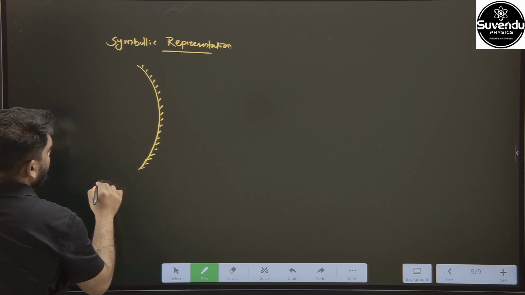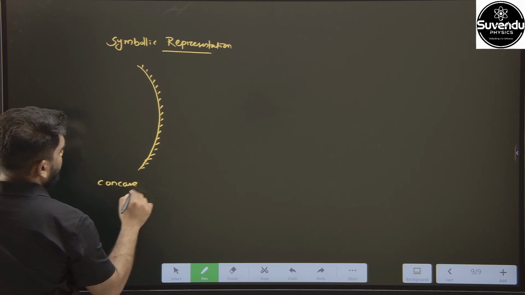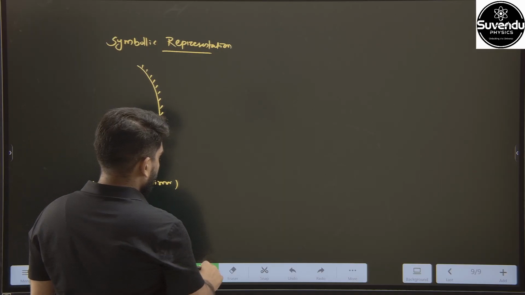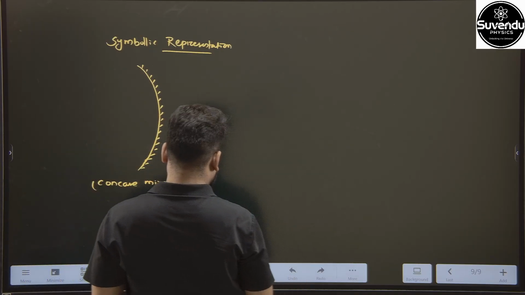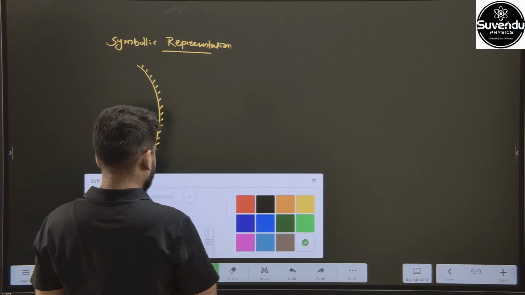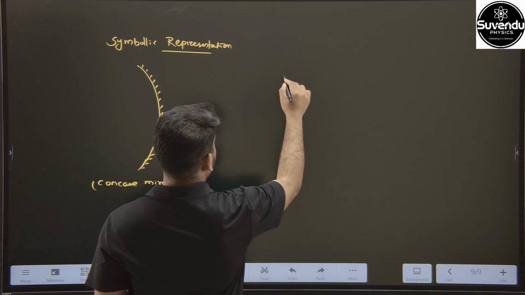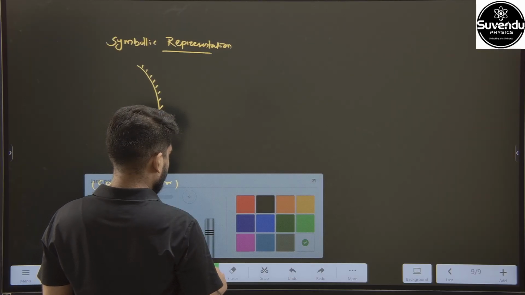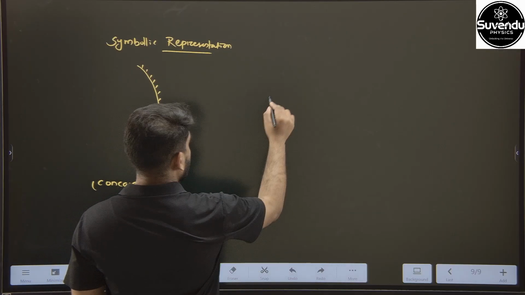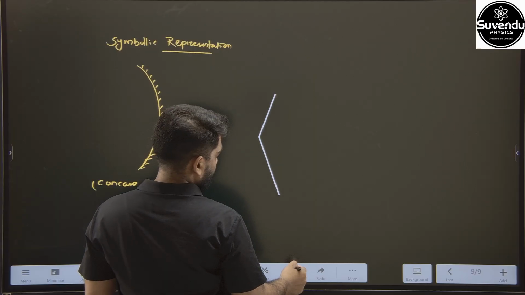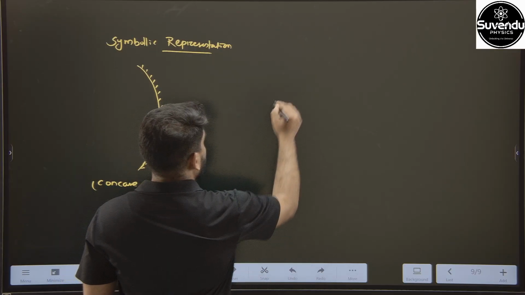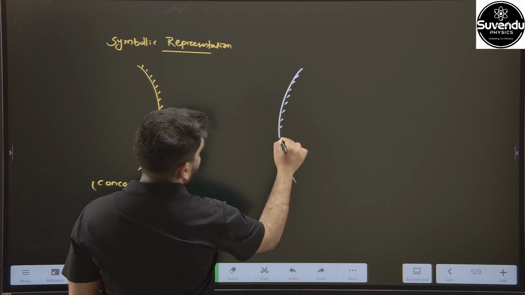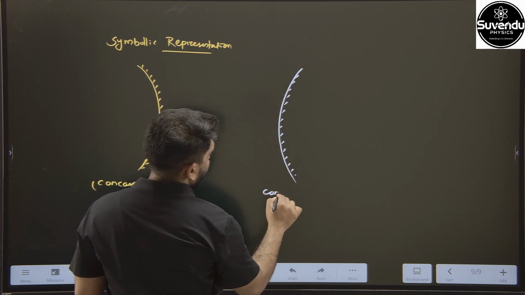So whose diagram is this? This is your concave mirror's symbolical representation, concave mirror, and this is for your convex mirror.